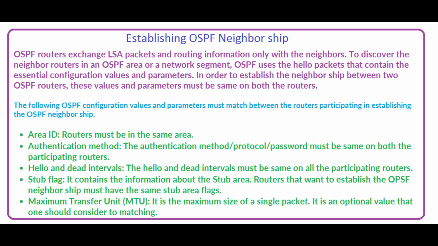Area ID. Routers must be in the same area. Authentication method. The authentication method/protocol/password must be the same on both participating routers. Hello and dead intervals. The hello and dead intervals must be the same on all the participating routers. Stub flag. It contains the information about the stub area. Routers that want to establish the OSPF neighborship must have the same stub area flags.